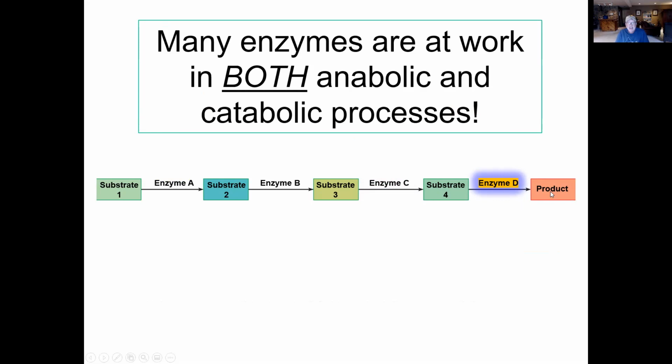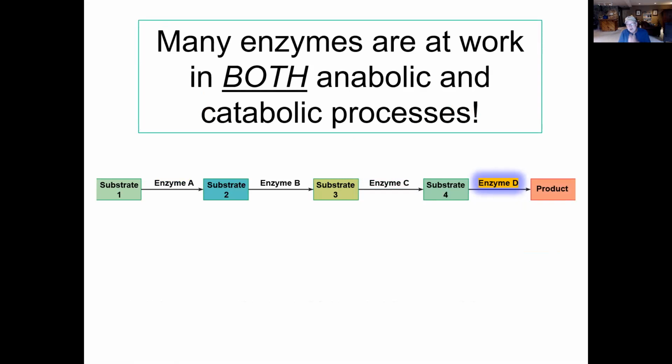In reality, it's not 4 reactions in your cells, it's hundreds and hundreds and hundreds of different reactions, all catalyzed by specific different enzymes. It gets very complicated. But if you can understand this basic, simple example, I think you're fine.